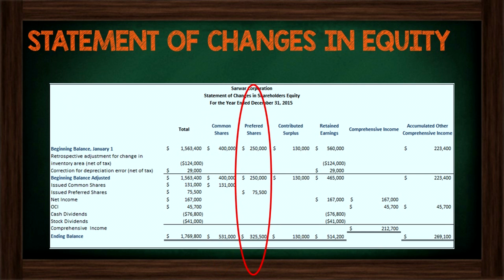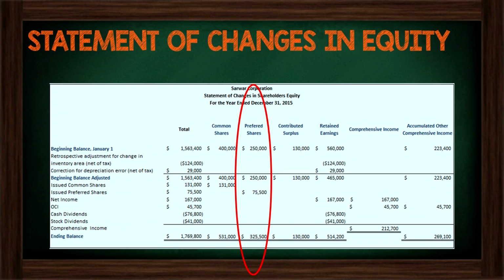Preferred shares is the next part of the statement of changes in equity that we're going to record, and it's the same thing as common shares. We list our beginning balance of $250,000, and then the only activity you're going to see throughout the year is just issuing more preferred shares. In this case, we issued more of $75,500. Therefore, our ending balance for the year is just $250,000 plus $75,500, giving us an ending balance of $325,500. Very simple, right? You may be wondering, what the heck's the difference then between common shares and preferred shares?